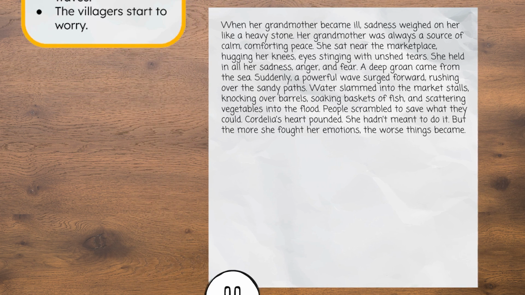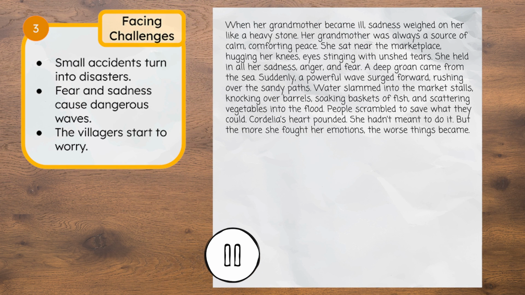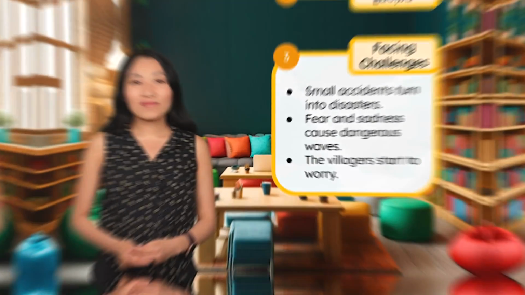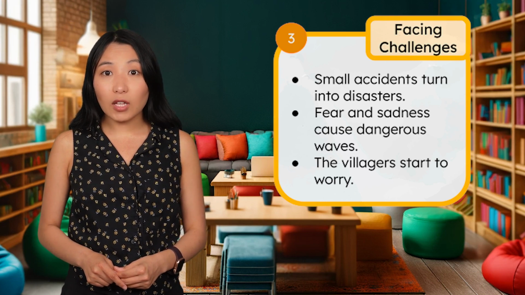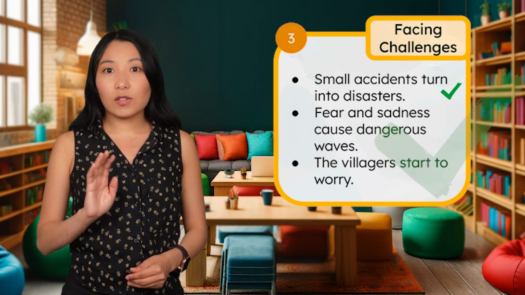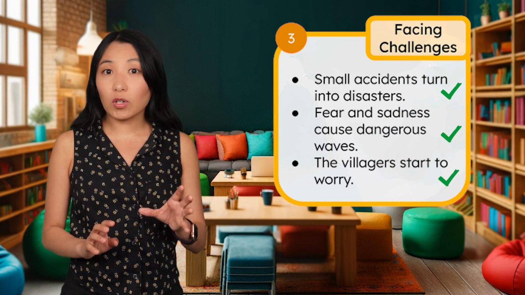Now, take a moment to reread the scene I just wrote about Cordelia and compare it to my outline. Check off if I included all the key moments from my outline. Okay, perfect. It looks like I have everything in my outline. The small accidents, the fear causing danger, the villagers worrying.